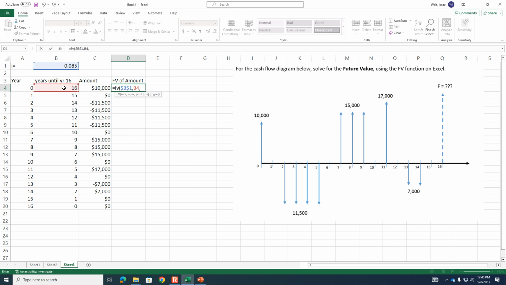Okay, so then double comma to skip over the payment field, because I'm treating this $10,000 as an individual isolated amount that's going to be compounded into the future. It's not recurring 16 times. If I put the amount into the payment field, it assumes that there are 16 payments of $10,000. And that's not the case. So that's why I put the double comma in there to skip over the payment field, and I have the negative of the amount.